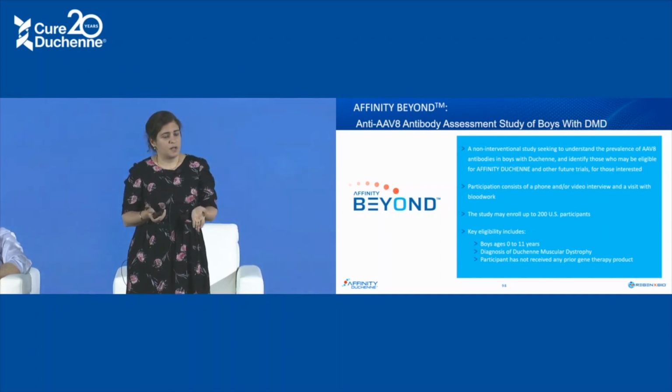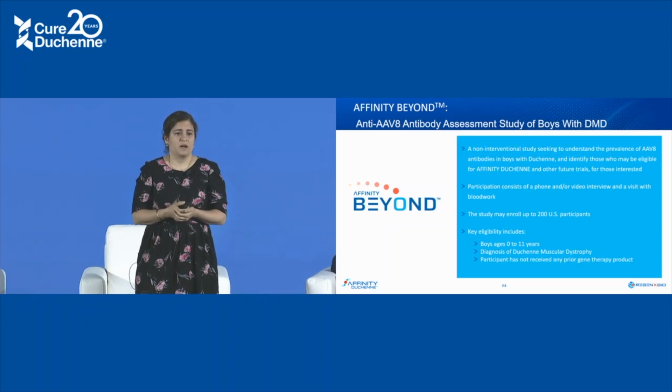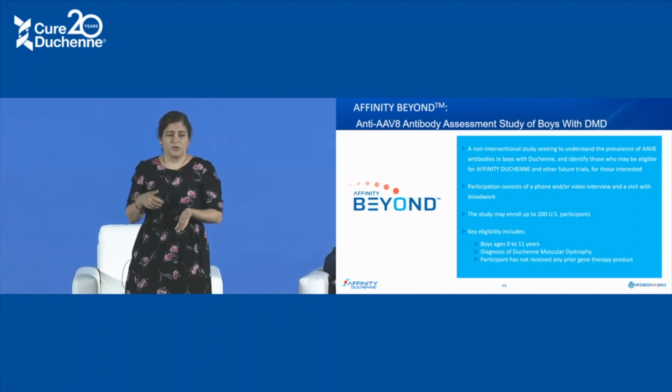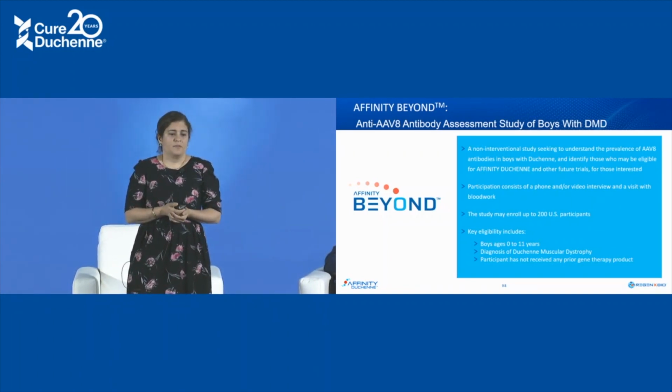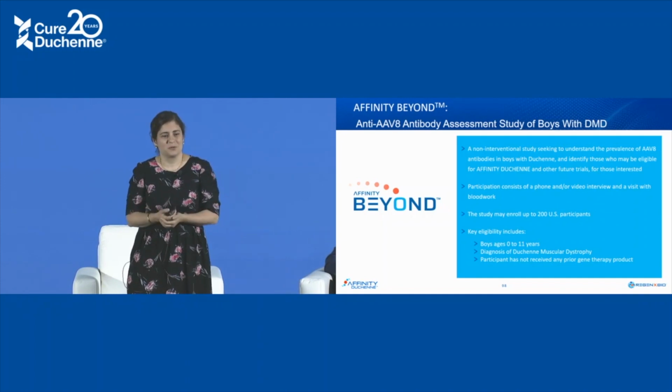We have a central primary investigator. This can all be done at your home. We have clinical nurses that can come out and be dispatched across the country. And key eligibility criteria include boys who are 0 to 11. You have to have a diagnosis of Duchenne muscular dystrophy, and you should not have received any prior gene therapy, just because it could definitely skew the result.